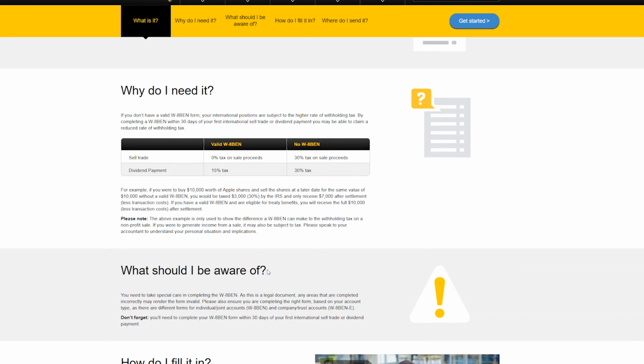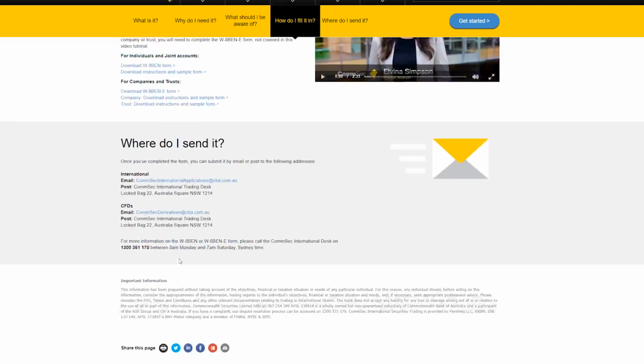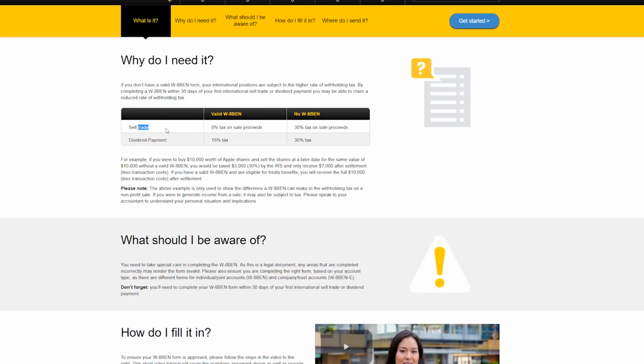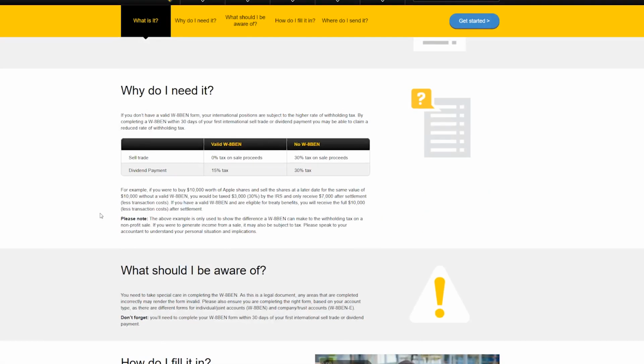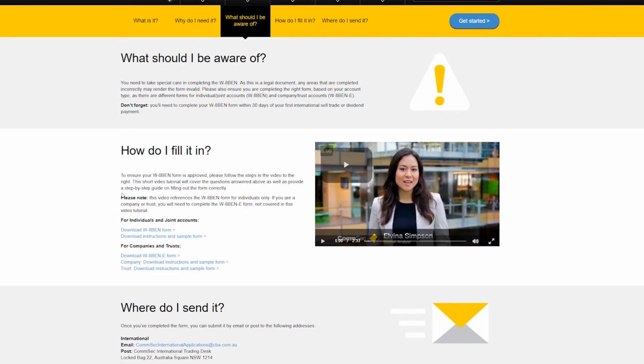If you have the form filled out, when you do a sell trade, there'll be 0% tax on the sale proceeds. You'll still get taxed for your capital gains, but that's a bit separate. And yeah, 15% compared to 30%. So make sure you get that filled out.